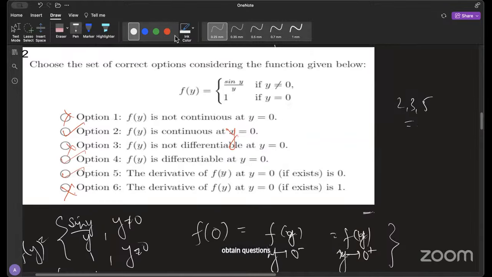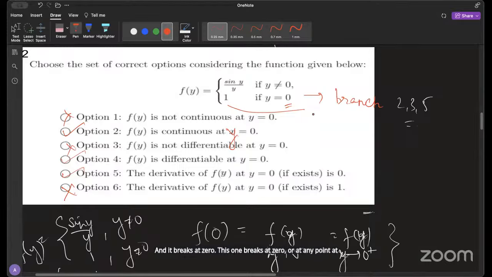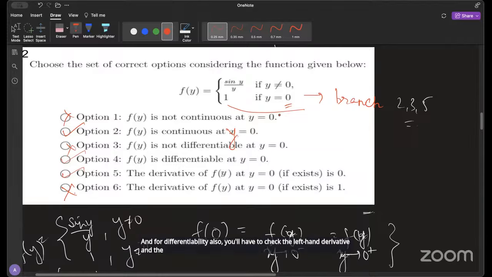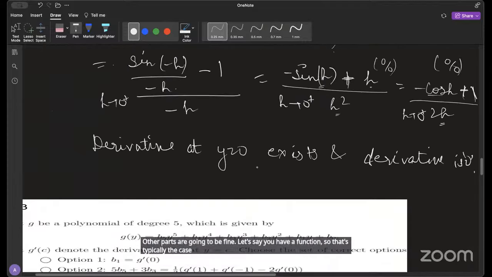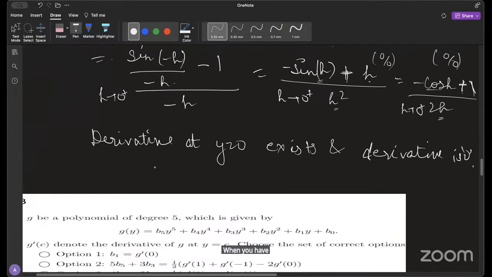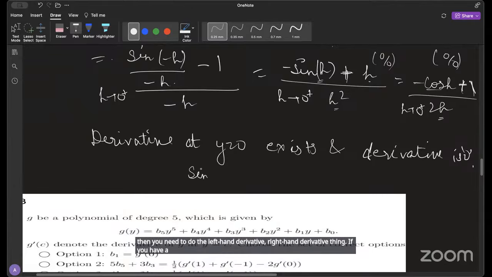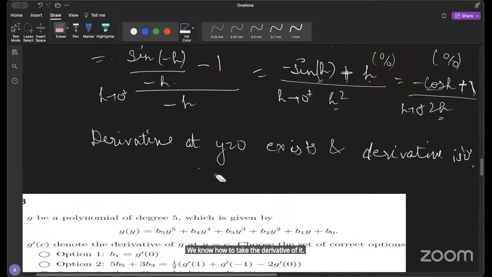Okay, in questions, these are called branch functions. If you see a branch function and it breaks at any point A, then obviously for continuity you have to specifically check at A, and for differentiability also you'll have to check the left hand derivative and the right hand derivative at A. Other parts are going to be fine. That's typically the case with branch functions. If you have a simple function, let's say only sine x by x, then there's no problem. We know how to take the derivative of it, and it's the same function everywhere.